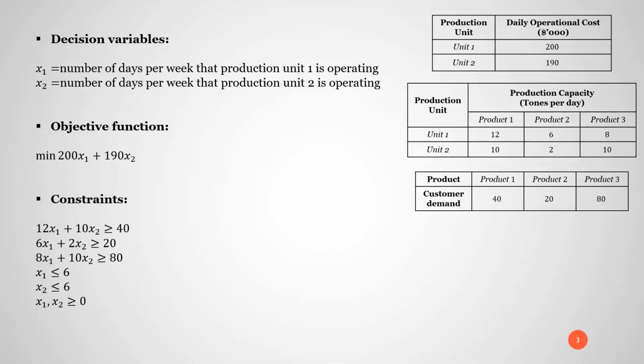Then I can generate the constraints based on satisfying the demand. I need to produce at least equal to the customer's demand, so they are of greater than or equal type. And the last two constraints, as you can see, x1 less than or equal to 6, x2 less than or equal to 6, are due to the limitation on the working days per week. I can only work a maximum of 6 days per week.